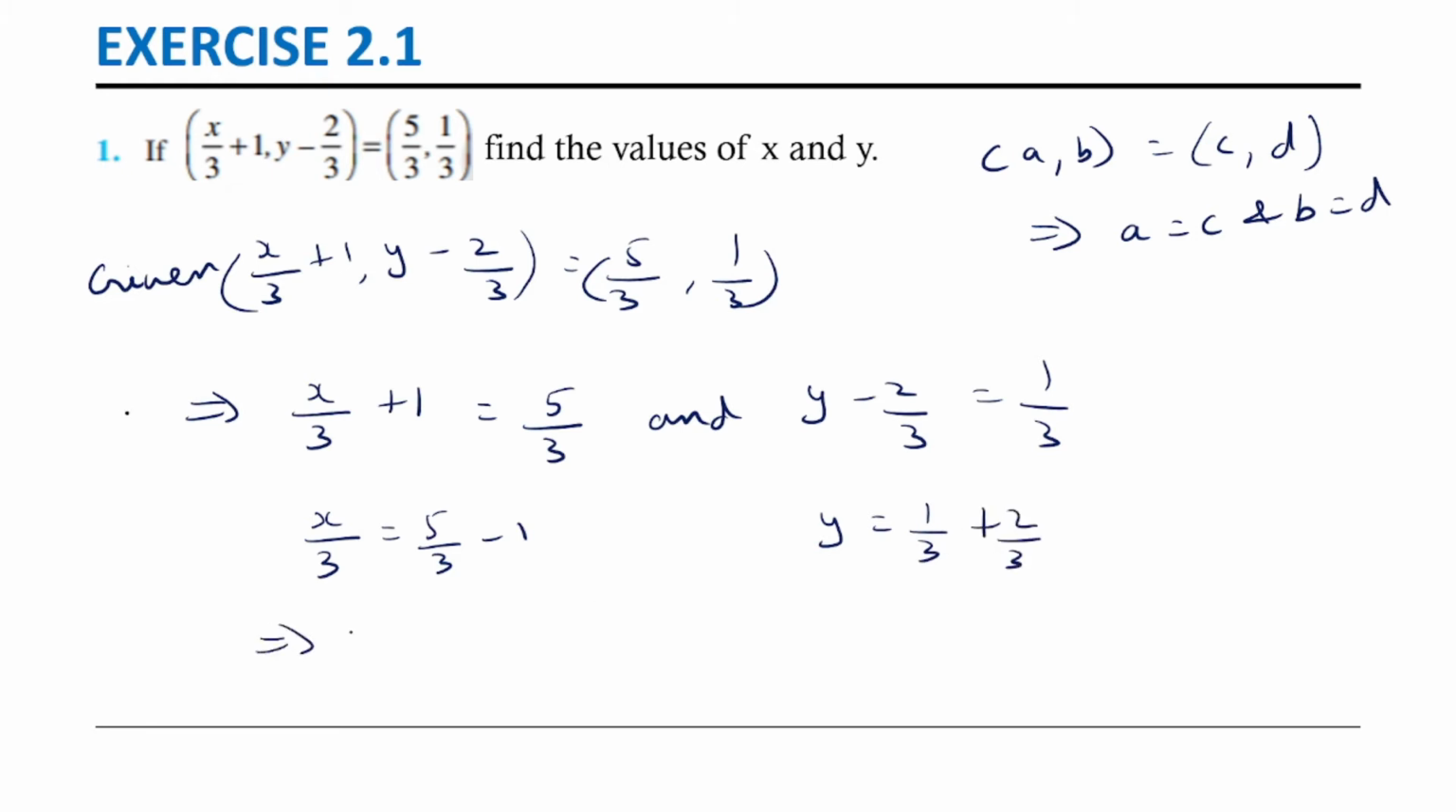So this implies x by 3 is equal to 5 minus 3 by 3. 3 is the LCM, so it is 2 by 3. So these two 3's will go, and from this we get x is equal to 2. And here, 3 is the LCM, so we have 1 plus 2 is 3. So y is equal to 3 by 3, which is equal to 1. Therefore, x is equal to 2, y is equal to 1.